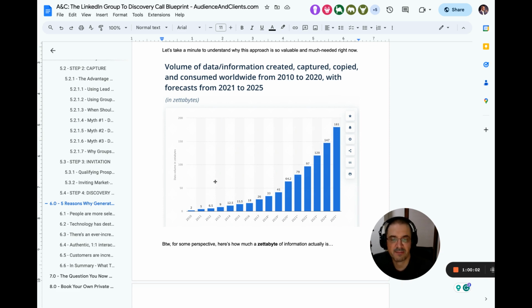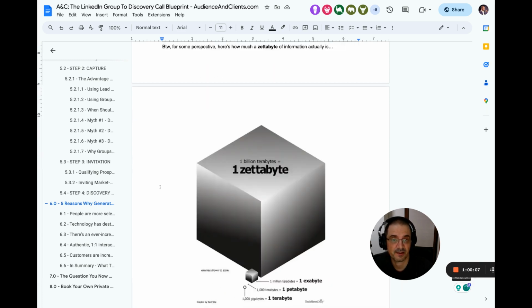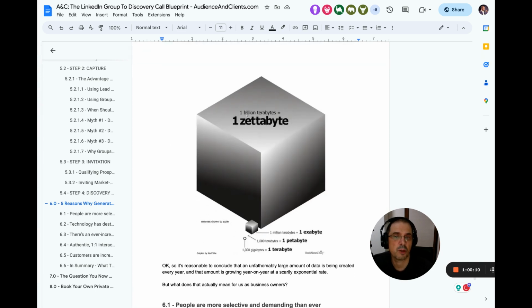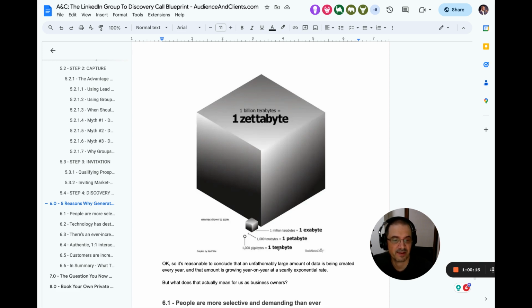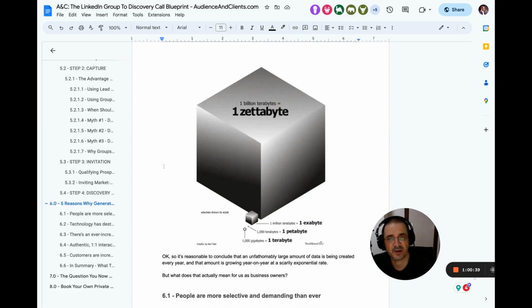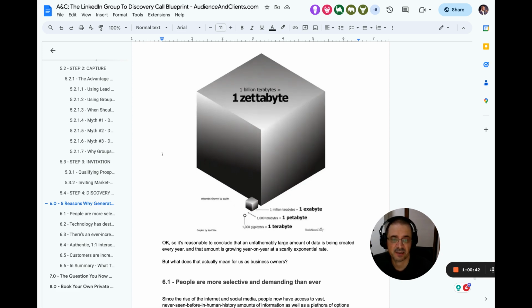But you probably, like me, have no idea what a zettabyte of information actually is. Well, this is a zettabyte. 1 billion terabytes. Now, you might have heard of a terabyte before because if you've got a big hard drive or something that you use on your network or on your computer. So 1,000 gigabytes is 1 terabyte. 1,000 terabytes is 1 petabyte. And 1 million terabytes is 1 exabyte. And 1 billion terabytes is 1 zettabyte. That is the quantity of information being created, generated, shared, every single day and only going up, right?